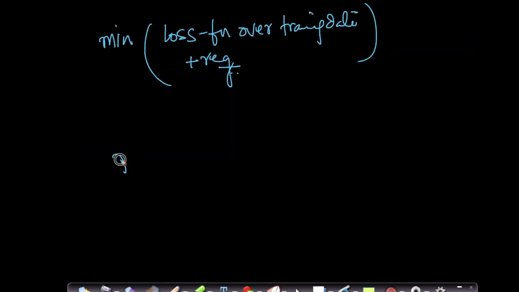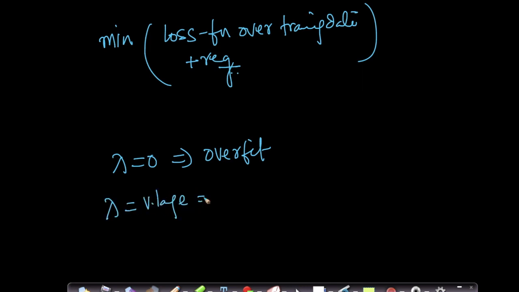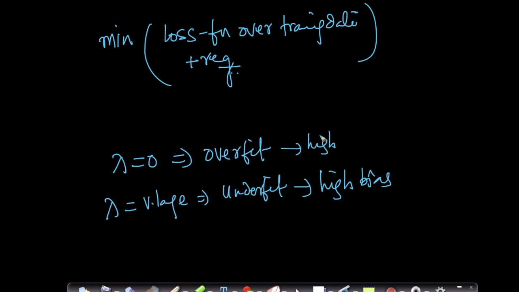And just to quickly recap, when lambda equals 0, we have an overfit problem, and we know how to connect overfitting and underfitting to bias and variance. When lambda is very large, we are going to underfit. Underfit basically means high bias, and overfit basically means high variance.